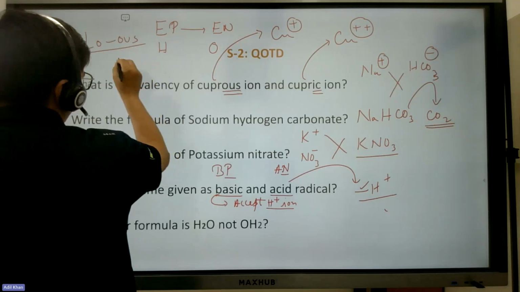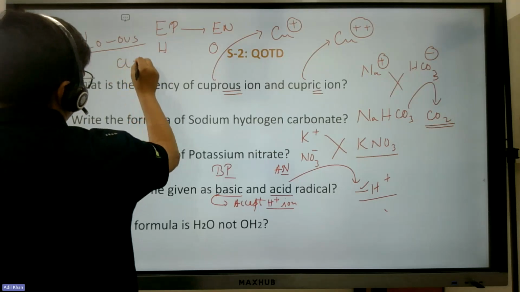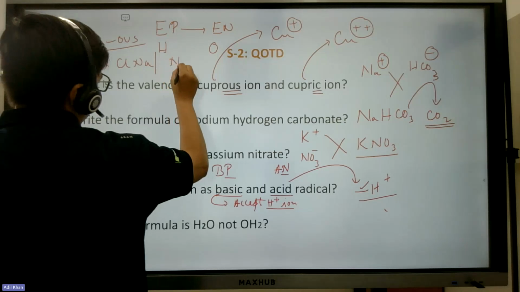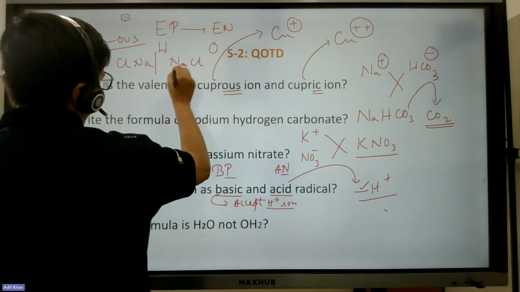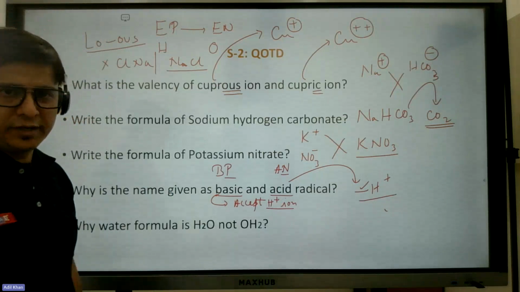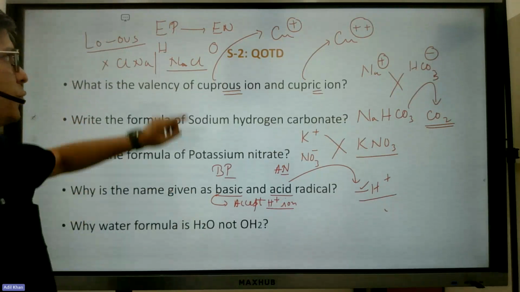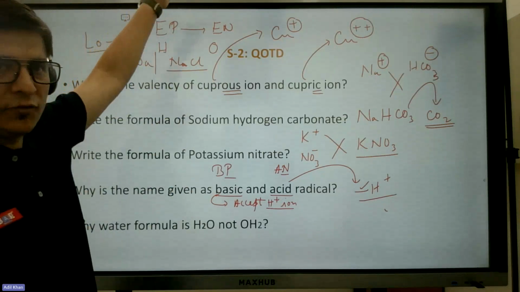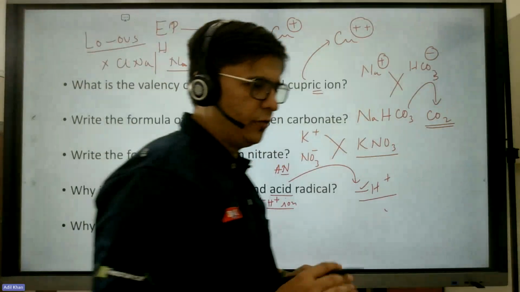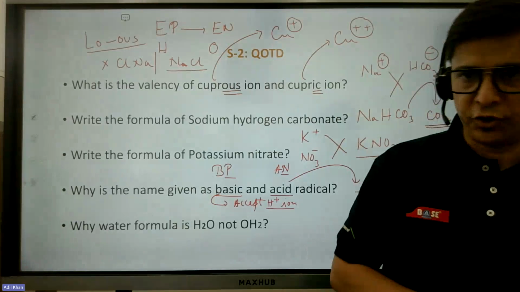Similarly, sodium chloride, you never write ClNa. This is a wrong representation. Rather, the correct one is NaCl. Why NaCl? Because sodium is electropositive, it donates electron, and chlorine is electronegative, it accepts electron. So always you write the electropositive element followed by the electronegative element. That's the concept we use there. So that's all from the previous class question of the day.